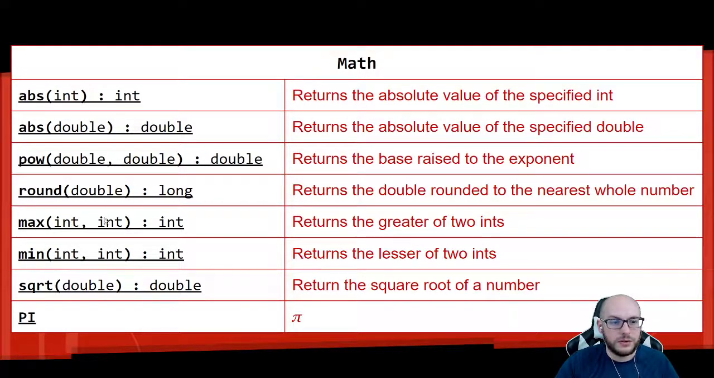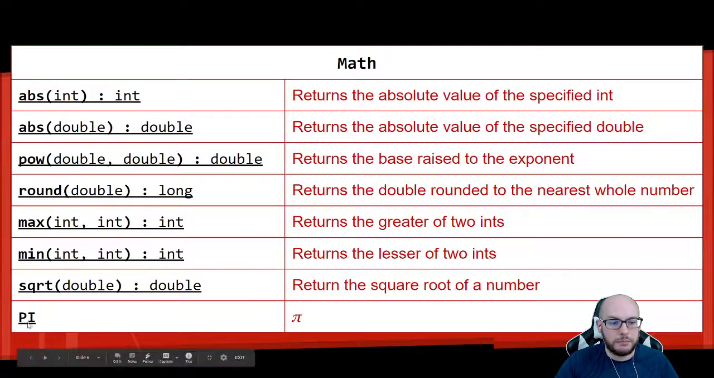Max takes in two integers, and there's actually a version that's going to take in two doubles. I think we saw that just a moment ago. Max takes in two integers, returns whatever the largest of those two are, and then of course min does the opposite, takes in two integers, returns whatever the lesser of that is. SQRT is how we do our square root of a number.